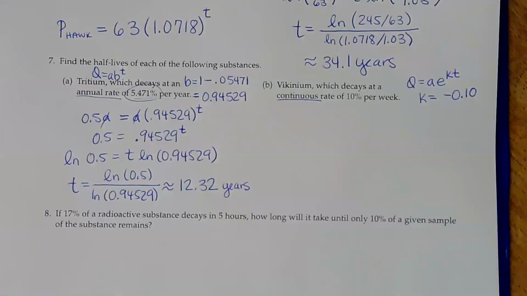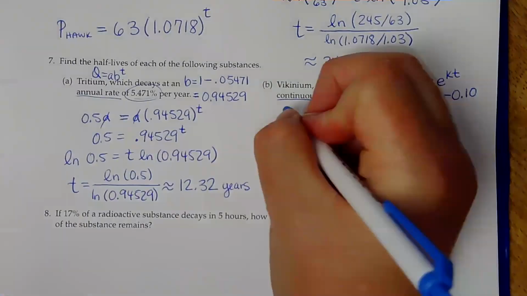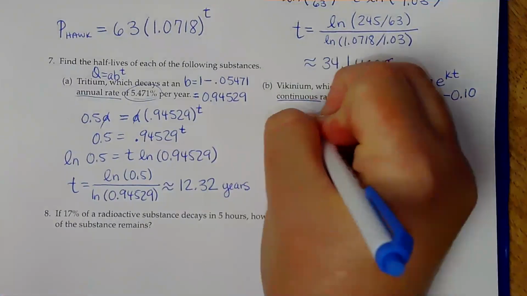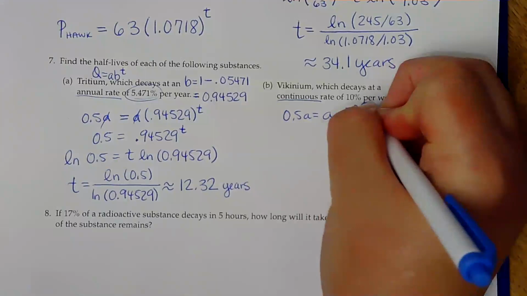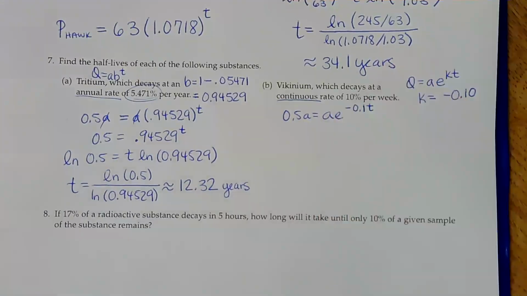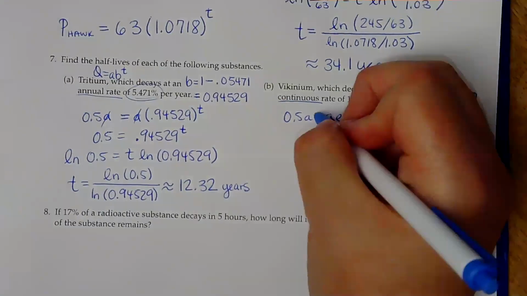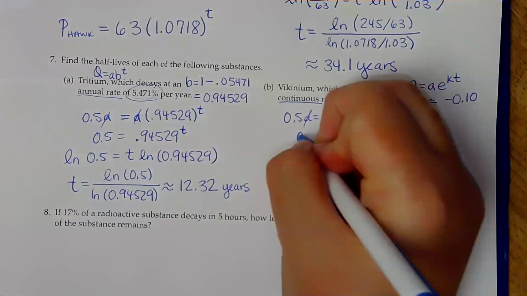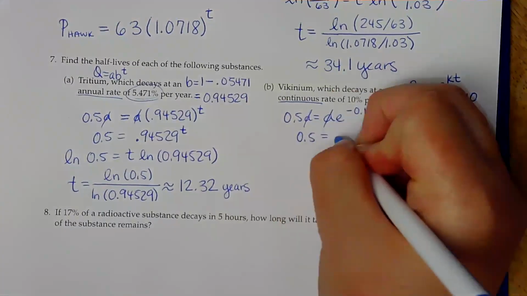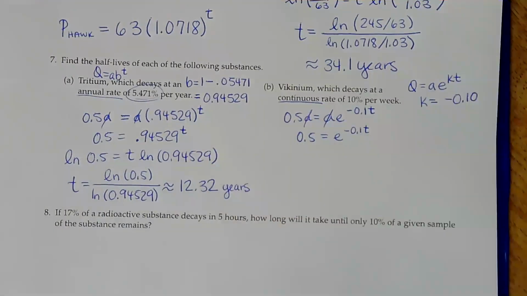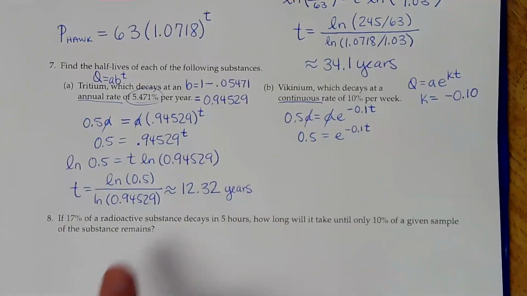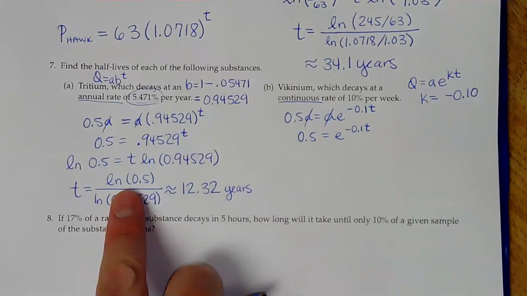All right, so hopefully you gave that a try. This is going to end up being 0.5A is equal to A times E to the negative 0.1T. And both those A's will cancel just like they did on the other one. So you get 0.5 is equal to E to the negative 0.1T. Okay, and on this one I'm going to use ln. On this one I could have used log or ln. It doesn't matter which one.